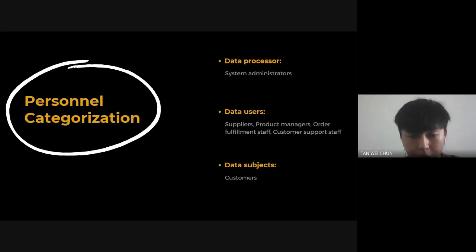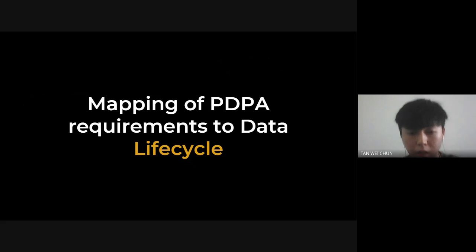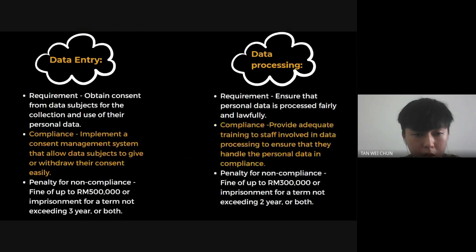So now we go into the next slide. Now we are talking about the mapping of PDPA requirements to data life cycles. The first stage is the data entry. The requirement is to obtain the consent from the data subject for the collection and use of their personal data. The compliance measure is to implement a consent management system that allows data subjects to give or withdraw their consent easily. The penalty for non-compliance is a fine of up to 500,000 or imprisonment for a term not exceeding 3 years, or both.